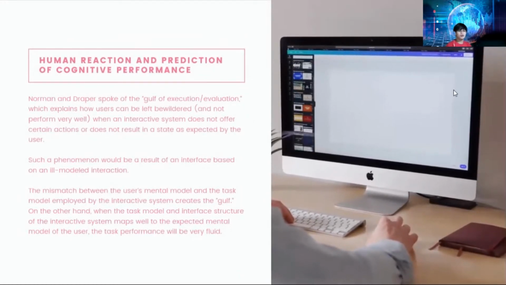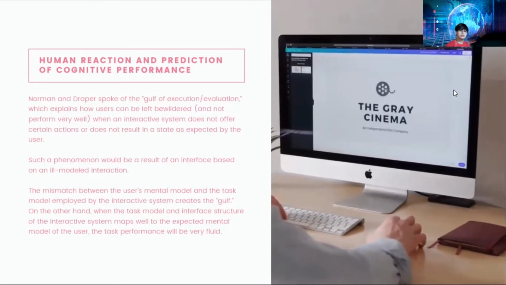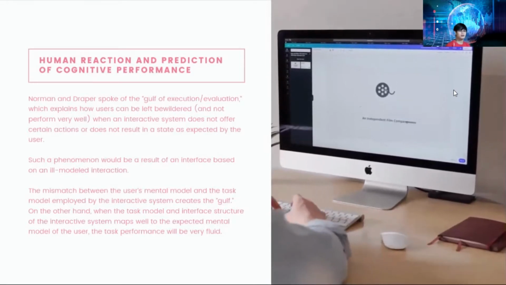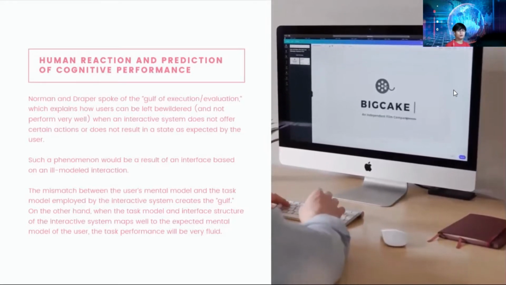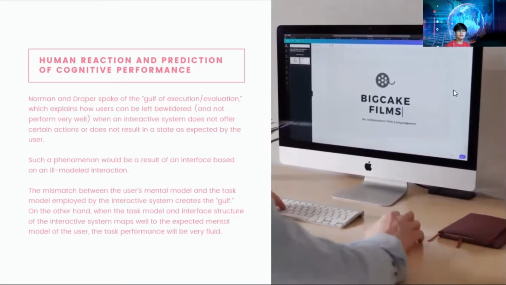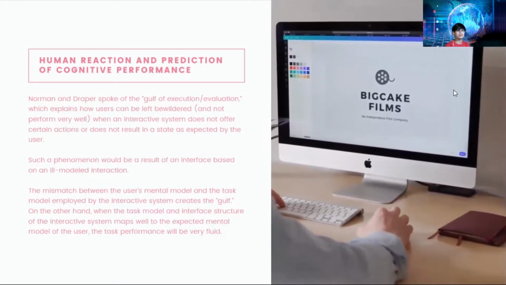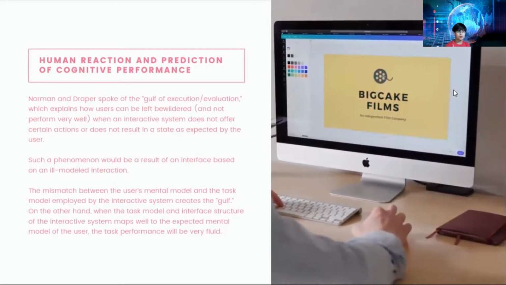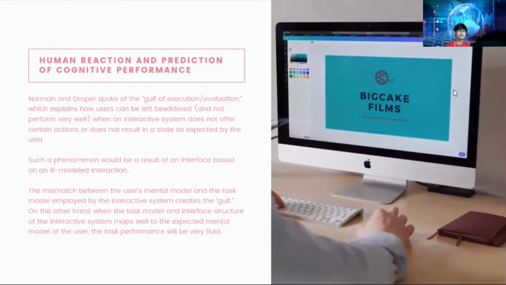Norman and Draper spoke of the gulf of execution and evaluation, which explains how users can be left bewildered and not perform very well when an interactive system doesn't offer certain actions or does not result in a state as expected by the user. Imagine there's a register button. It is expected that when you click the register button, you will be registered as a user, providing your name, your email, your phone number, and so on.